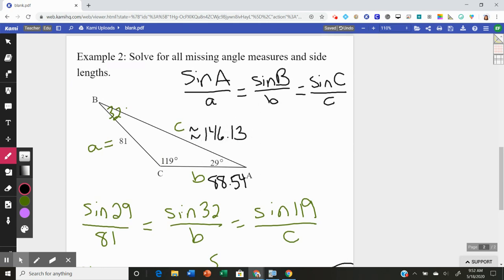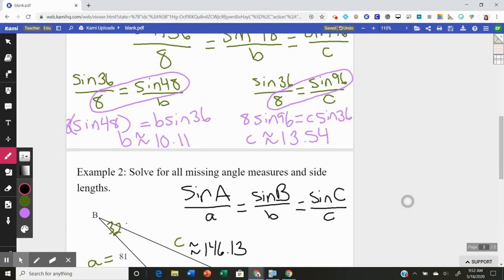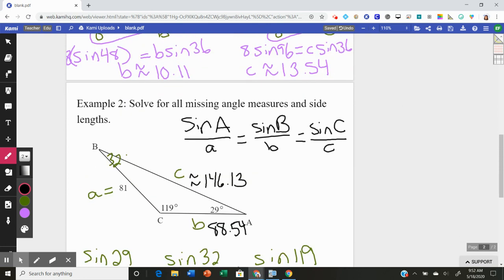So just do one final check. Is the smallest side length opposite from the smallest angle? Yes, it is. Is the largest side length opposite from the largest angle? Yes, it is. So that's your check. You know you did it correctly. Congratulations. You just went through 2 examples of the law of sine. Not that bad, right? It's all about ratios.